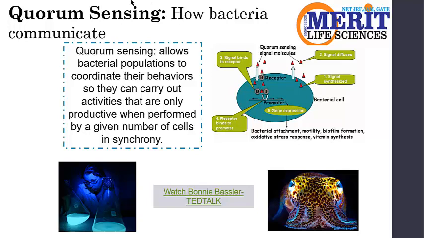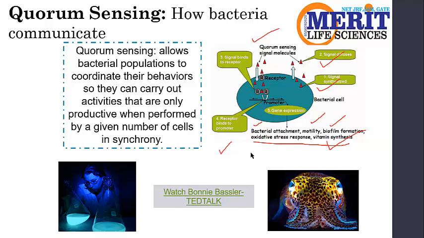You can see the signal is synthesized, the signal diffuses, and then it is received by multiple receptors. This is called the quorum sensing signal molecule. The signal binds to the receptor, the receptor binds to the promoter, and then there is gene expression, and according to gene expression there is a response in the bacteria. Either they will form a biofilm, or they start moving, or they start showing attachment, or they show an oxidative stress response or undergo vitamin synthesis.